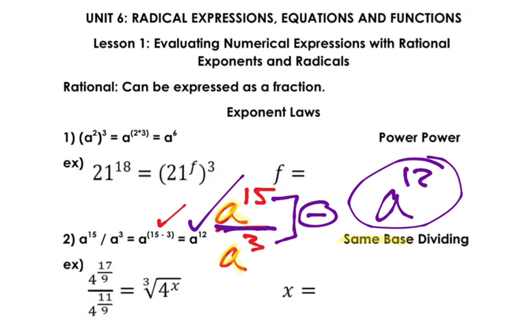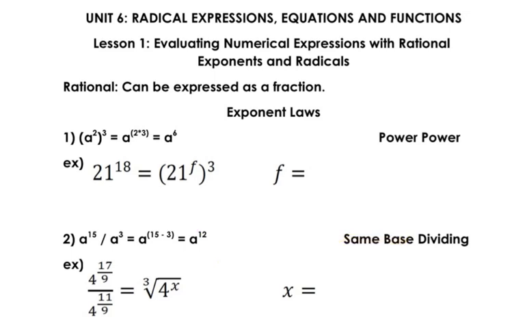So let's test that with the next example. Only instead of keeping it as whole numbers, we have fractions, rational exponents. Again, 17 over 9 is a rational exponent, but it's the same law from Algebra 1 that we're about to apply here. Just take a look though. The answer is apparently written in radical form, and we are trying to figure out the value of x.